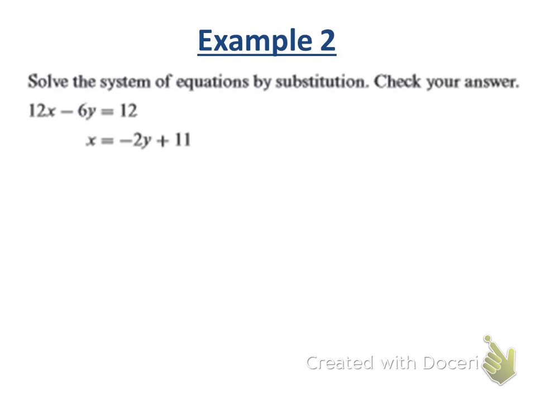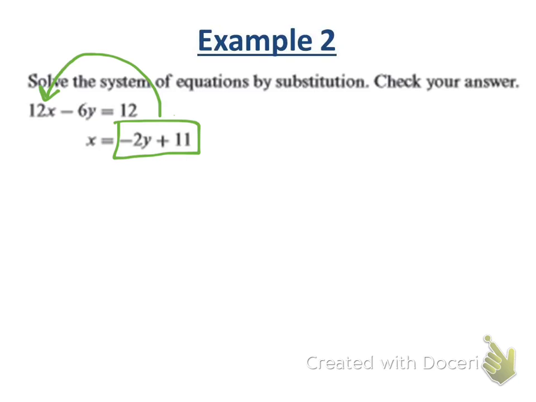So step number 1 says to solve one of the equations for one of the variables, to get one of the variables by itself. Do we have to do that step in this equation? No, because it's already solved for x, right? This second equation, we're told that x equals this. So what are we allowed to do with that expression? Substitute it into the other equation in the place of x.